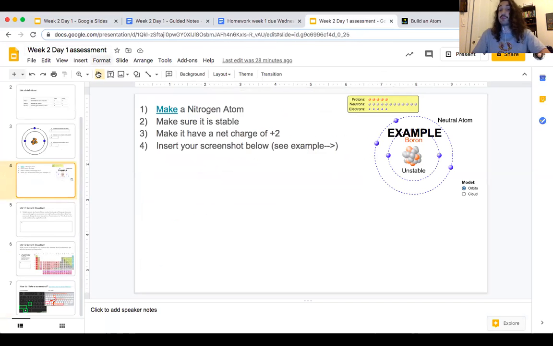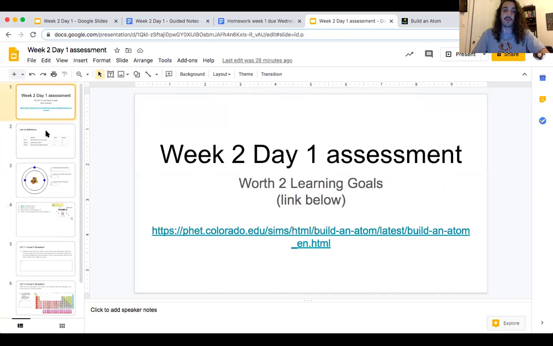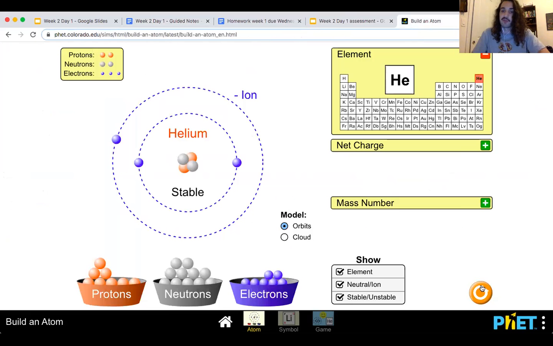In class, this is going to be done in pairs. You're going to have available to you the simulation. And you need to use this. You have to use a simulation for this. So you've got this simulation up here. It's going to look like this. I really recommend you turn on the stable, unstable button down here. If you don't do that, you're going to have a bad time, I promise.